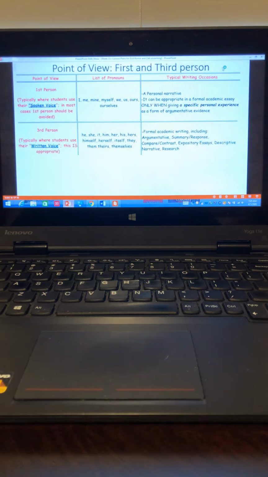In the next part of our lesson, we're going to focus on point of view. In your work packet, you have a page that's asking for first and third person. You can use this to help you with that assignment. If something's in first person point of view, typically where students use their spoken voice, in most cases, first person should be avoided. Here are some examples of pronouns that you may find as clues to help you determine if it's first person or third person.